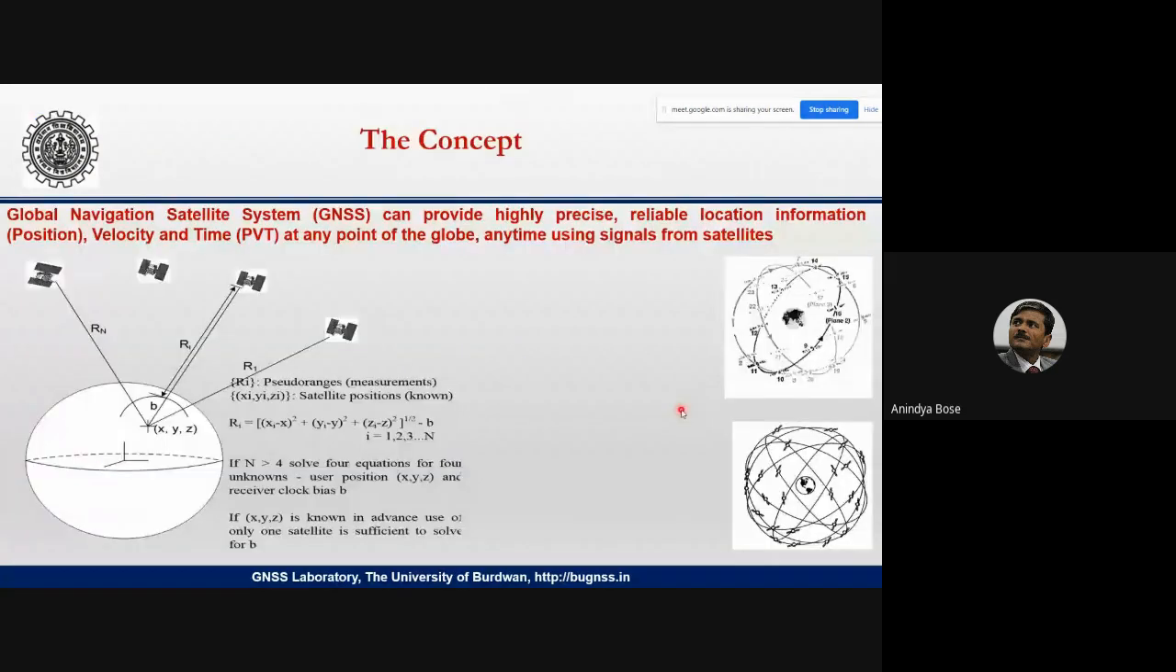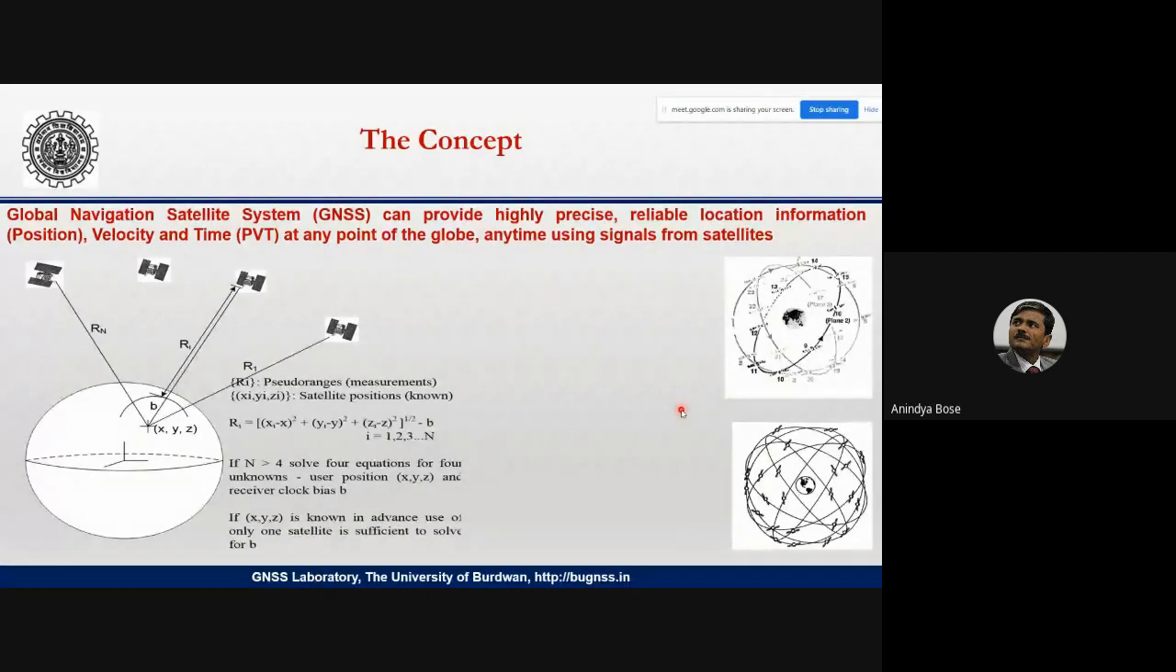Now let us go to the concept of satellite-based navigation system. Believe me, I will try to remain as non-mathematical as possible for simplicity and to start in a very simple way. So global navigation satellite system can provide highly precise. You may now start asking how precise. I will answer that. Myself and my colleagues will be answering that question.